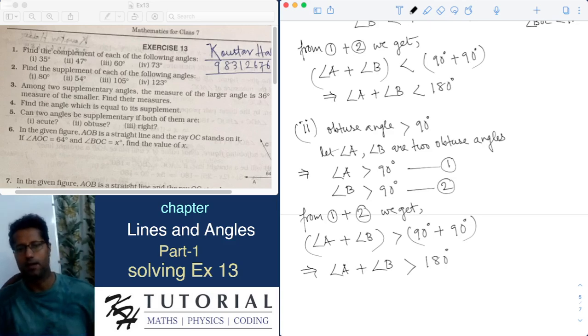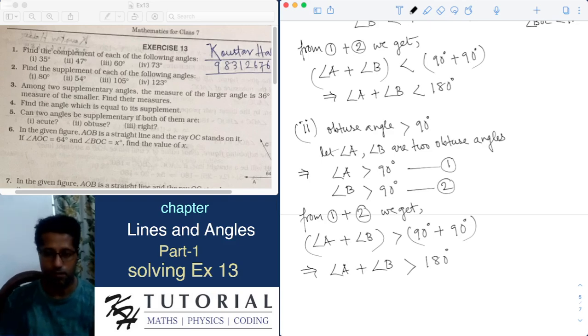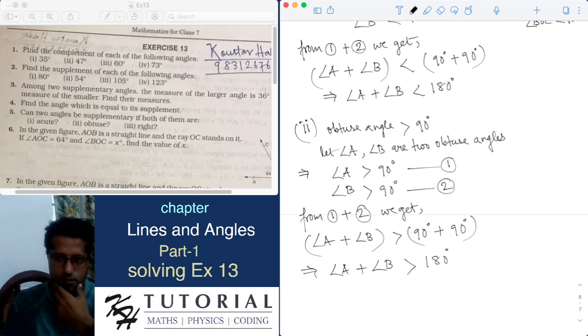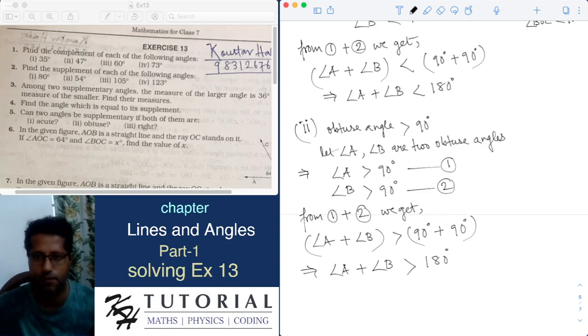But angle A and angle B must add up to 180 degree if they have to be supplementary angles. But if they are obtuse angles, they will never be supplementary angles because the sum of their angles will be greater than 180 degree.